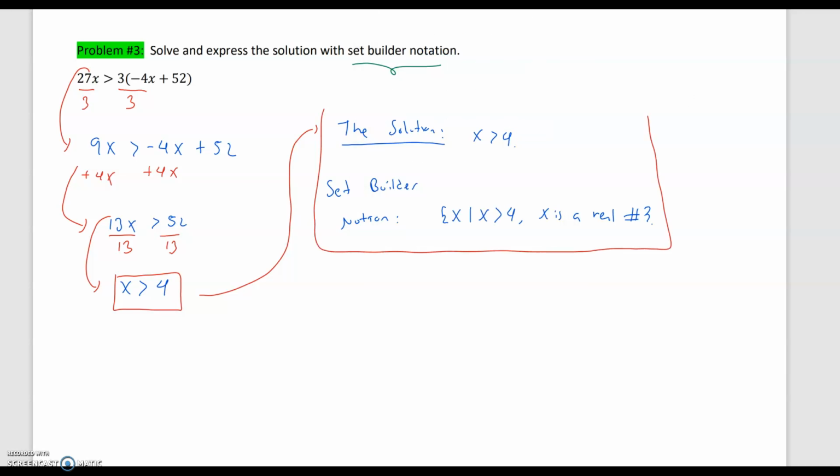Let me check the algebra once more. Dividing by 3 gives us a 9. Adding the 4 will be 13. 52 divided by 13 is 4.